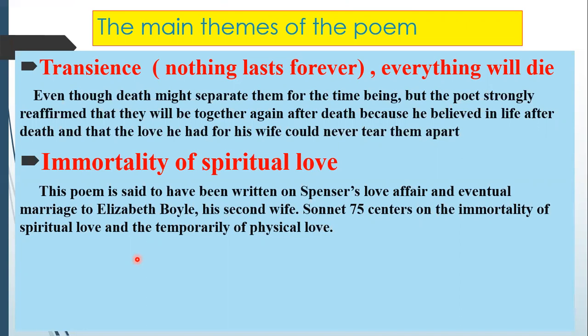This poem is said to have been written on Spenser's love affair and eventual marriage to Elizabeth Boyle. His Amoretti, Sonnet 75, centers on the immortality of spiritual love and the temporality of physical love.